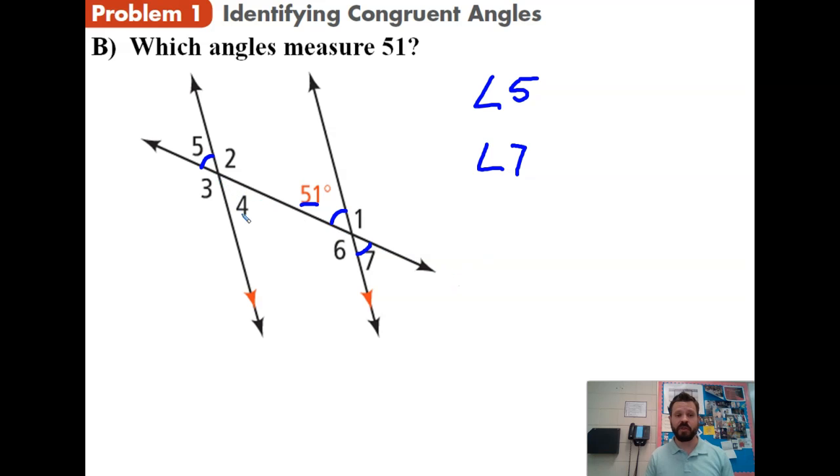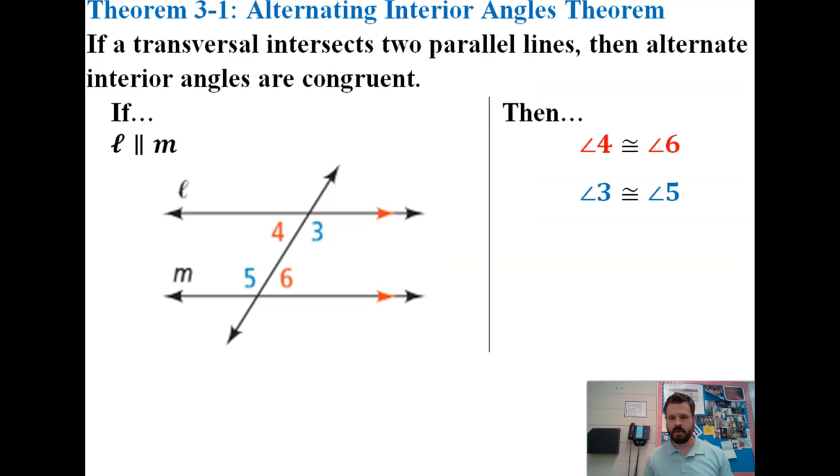And then also, whether we want to think of angle 4 as vertical with 5 or corresponding with 7, either way it's congruent. It'll be 51 degrees as well. So as you can see, we can use the postulate we just gave you to find the value of angles. Okay, we can use it to solve problems, figure out actual angle measures.